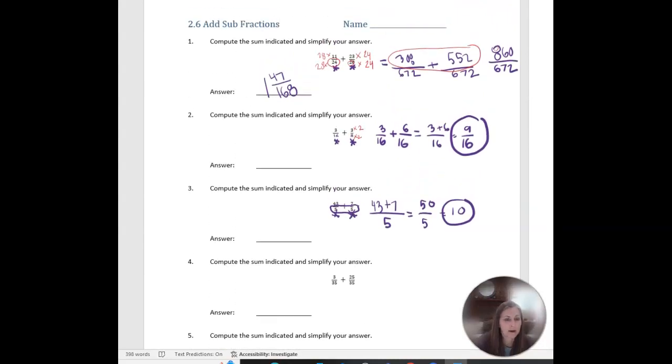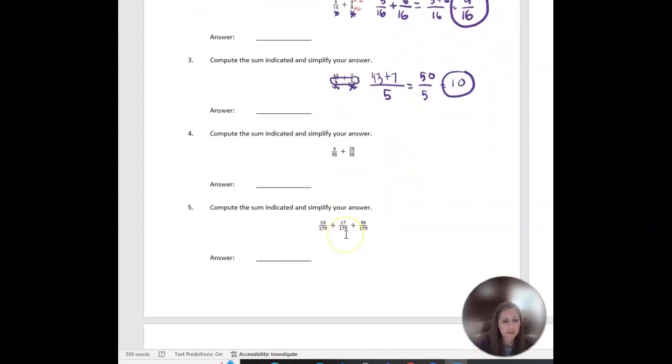Okay, what was that, 215? Let's see. Oh my goodness, 168 plus 47. Okay, yes, this is the same as 215 over 168. So this is an improper fraction. Okay, this is a mixed number.